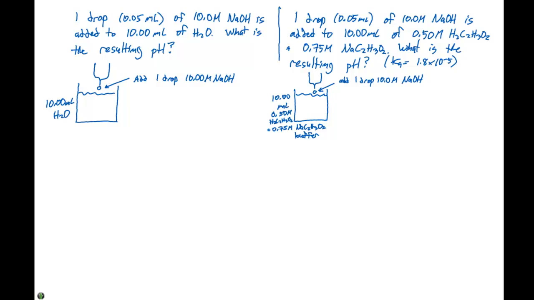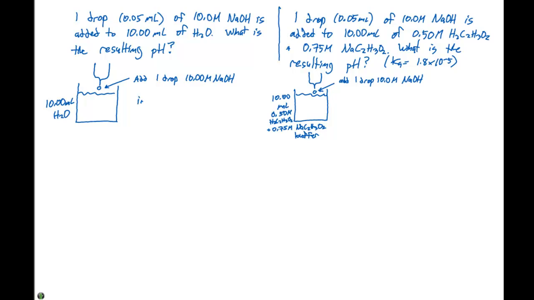So let's analyze the effects of a buffer solution and how we can resist pH changes. I'm going to set up two problems here, one on the left and one on the right. The left is a non-buffered solution, so we're going to add one drop, or 0.05 milliliters, of 10.0 molar sodium hydroxide, and we're going to add that to 10.00 milliliters of water. What is the resulting pH?